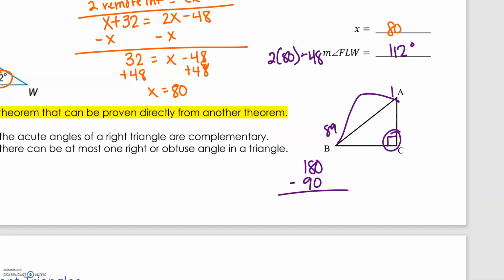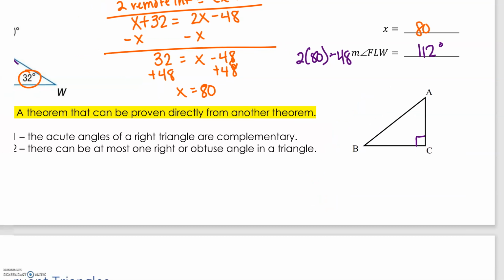There's always three. And then what if I had an obtuse angle, meaning something larger than 90, like 91? That only leaves 89 left. You can't have another obtuse angle in a triangle. It's not possible. So those are your corollaries.